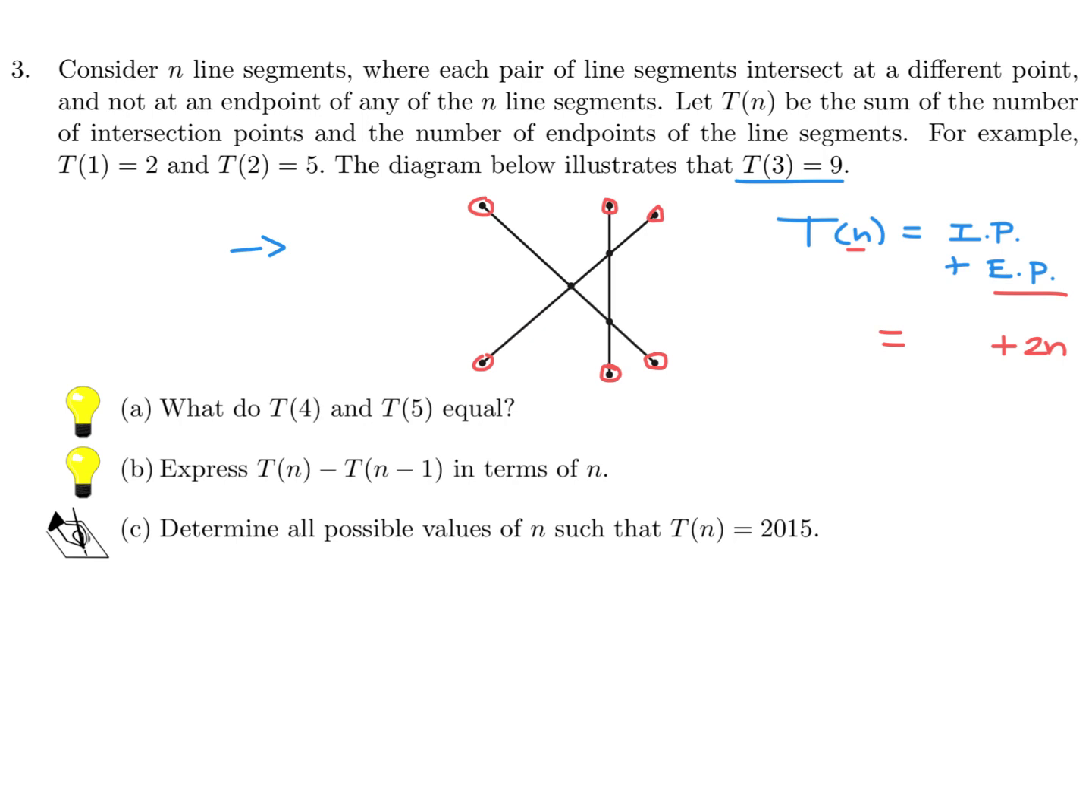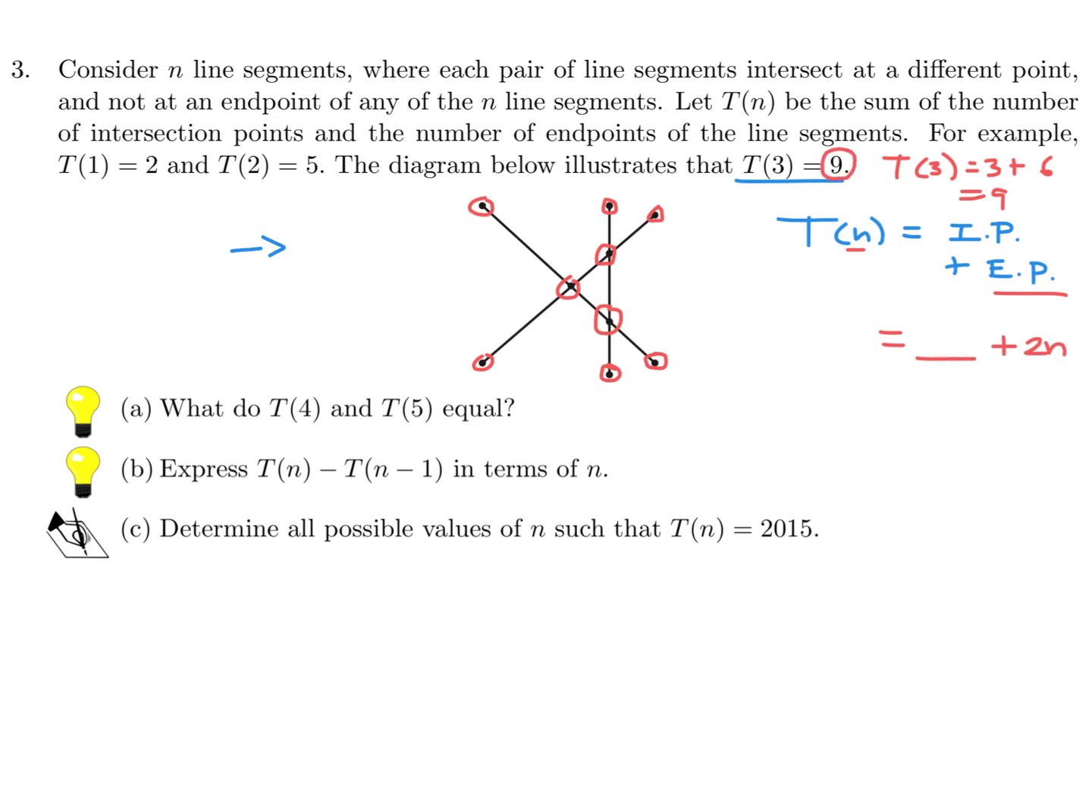So that's pretty straightforward. Now, the intersection points is not as straightforward. So that's what we need to talk about. That's actually a little bit longer of an explanation, but it's okay. Let's just look at this diagram. We have 1, 2, 3 intersection points. So for this particular case, it's 3. So if you count them all, T3, with 3 lines, we have 3 intersection points plus 6 endpoints, and that's how they got this 9.